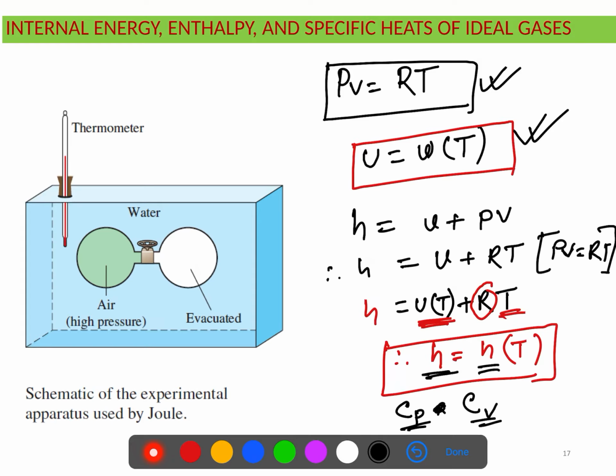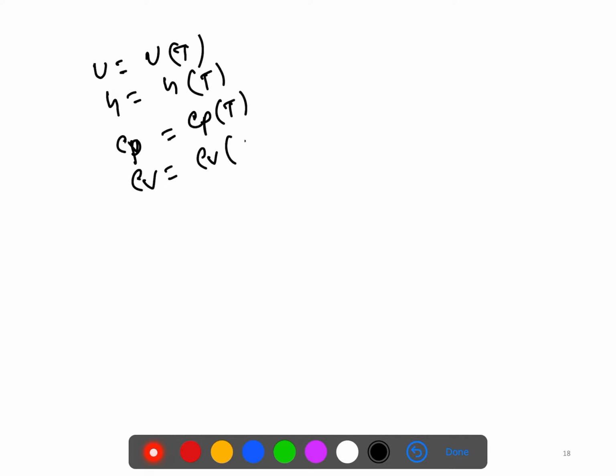So it also depends on temperature only. So what we can write, guys, is this: U is a function of T, the enthalpy H is a function of T, Cp is a function of T, Cv is also a function of T. So all of these are actually functions of T, depending only on temperature. So if we know the partial derivatives for ideal gases, as I discussed earlier.